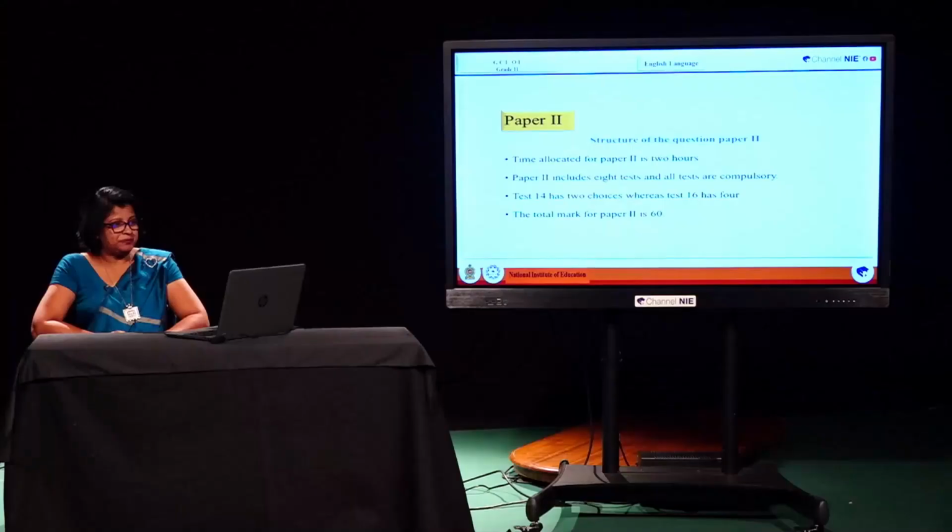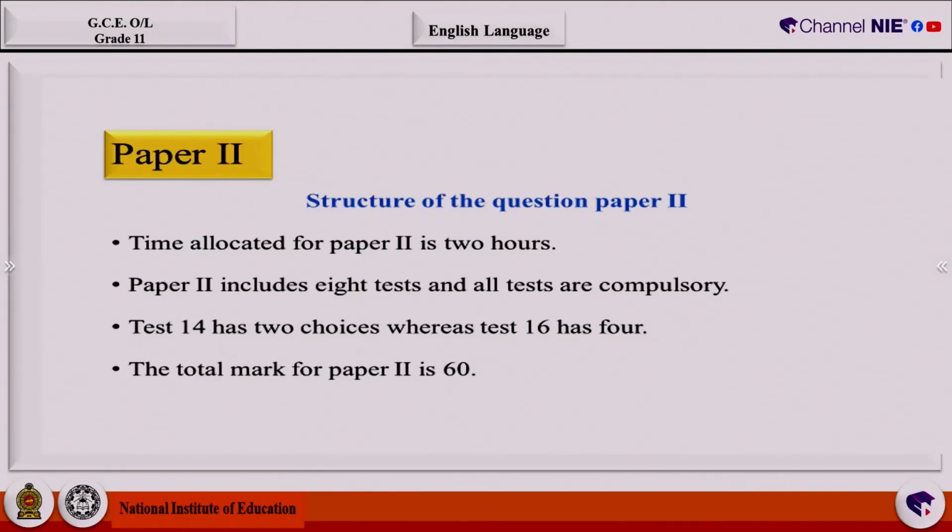If you go to paper 2, this is the structure of the question paper 2. The time allocated for paper 2 is 2 hours. Paper 2 includes 8 test items. Just like paper 1, paper 2 also has 8 questions. So paper 1 goes with question number 1 to 8. Paper 2 starts with question number 9, and it goes until question number 16. So that means paper 2 also has 8 test items. And all these test items are compulsory.